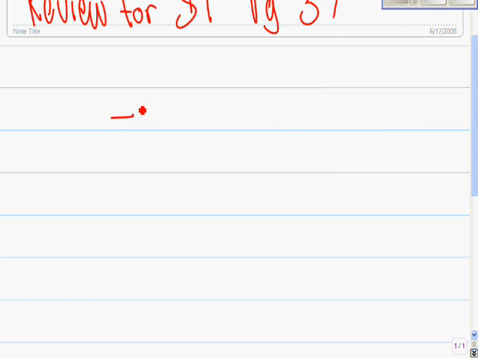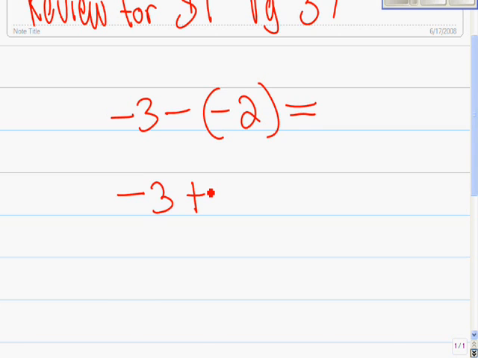When you're subtracting a negative number, this negative here means to take away the negative. That's one way of thinking about it. So I'm going to do 3, then I'm going to take away this negative, so it's going to become a positive 2. And since the signs are different, I'm going to subtract. 3 minus 2 is 1. And since my larger number has a negative, my answer is going to be negative.